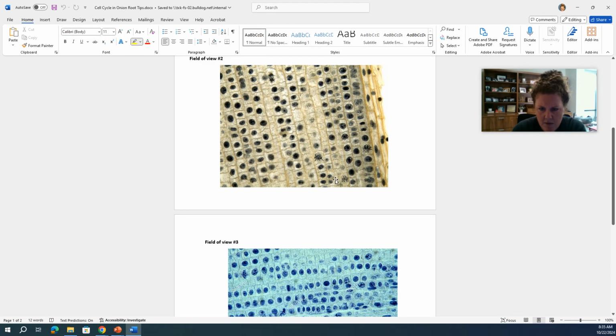Down here would be another telophase. And so what you're looking for in telophase are two new nuclei. They're normally going to be smaller because we've divided the volume of the cell in half. There's another telophase there. You can see the cell plate very clearly.